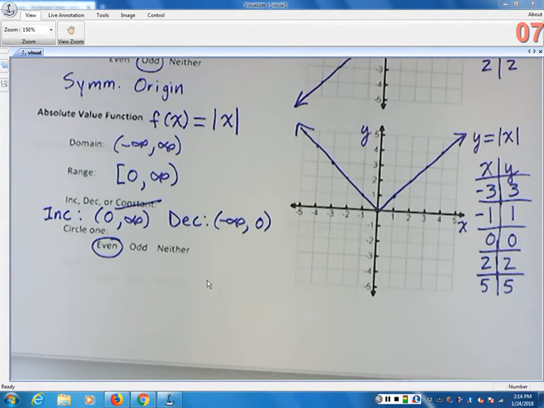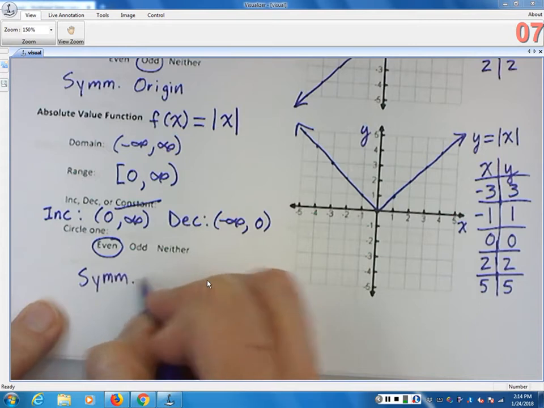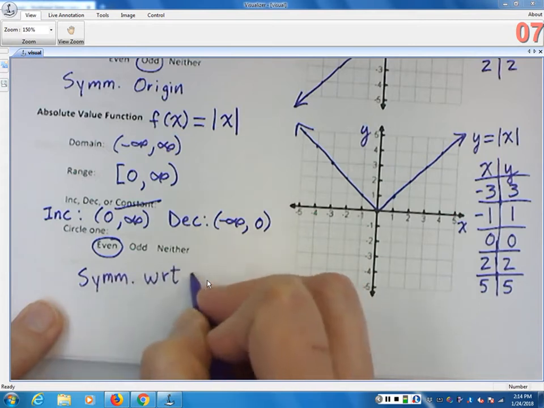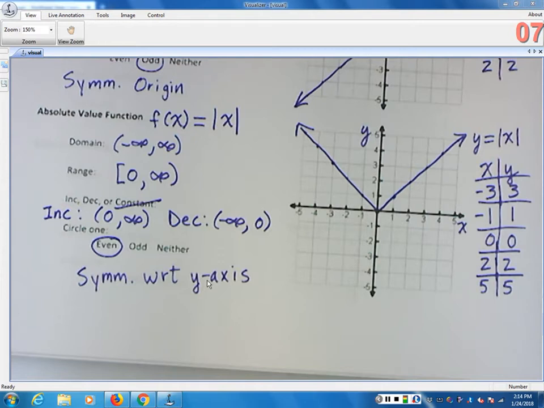Yes. You said if it was even, it was symmetric to the y-axis. Okay. Right. With respect to the y-axis. WRT means with respect to.